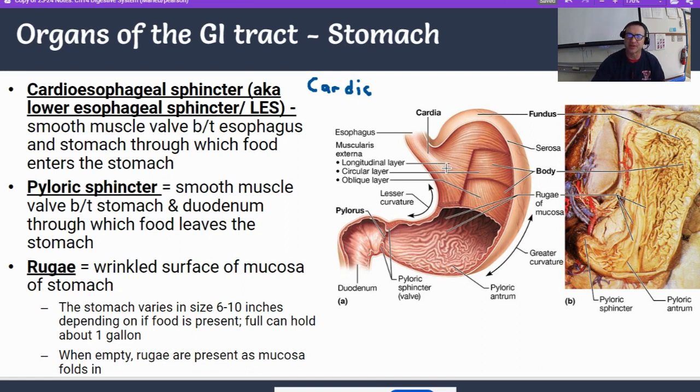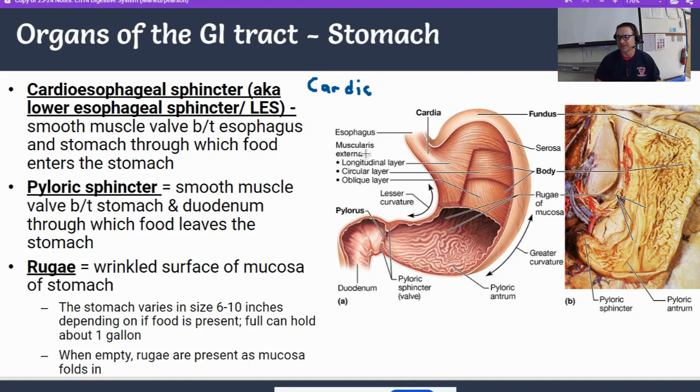First, it's got to go through the cardioesophageal, also called the lower esophageal sphincter, or also the cardiac sphincter. I learned cardiac sphincter and lower esophageal. This is new to me, but all 3 will be correct. Its function is, it needs to let food in, but its main function is it doesn't let stuff go back up.